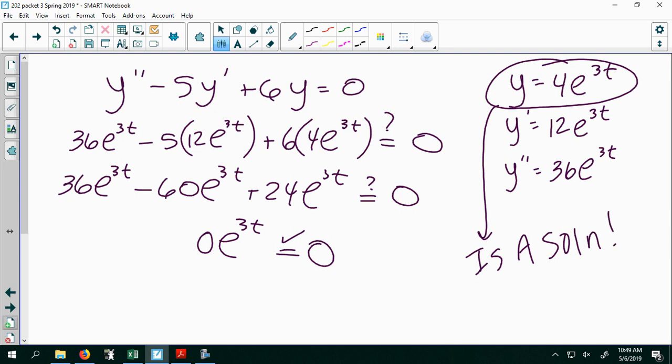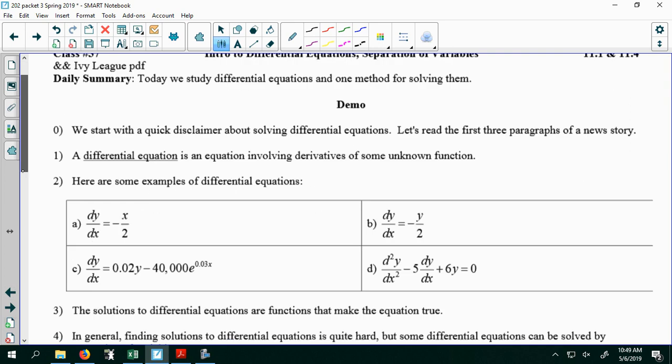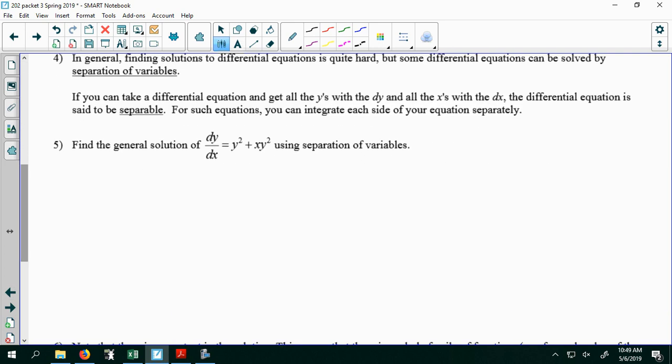So solutions to differential equations are just functions that make the equation true. Okay, in general, finding solutions to differential equations is quite hard, right?